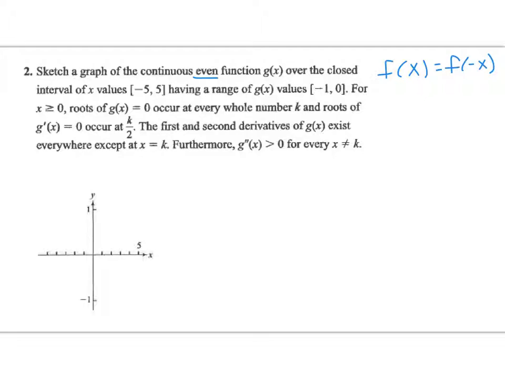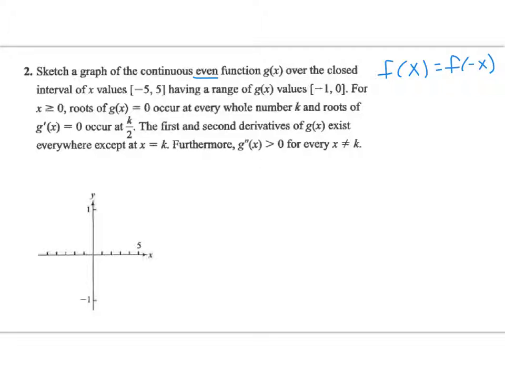When x is greater than or equal to 0, my roots are at every whole number, k, and the roots of g prime of x occur at k over 2. The first and second derivatives of g of x exist everywhere except at x equals k, and g double prime of x is greater than 0 for all the x values not equal to k. Wow, that's a lot of information.